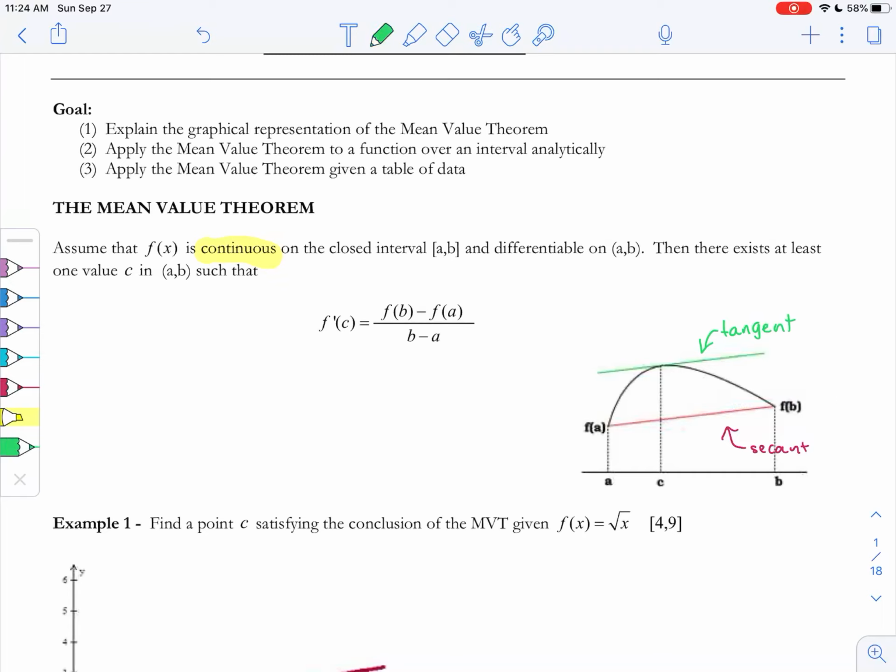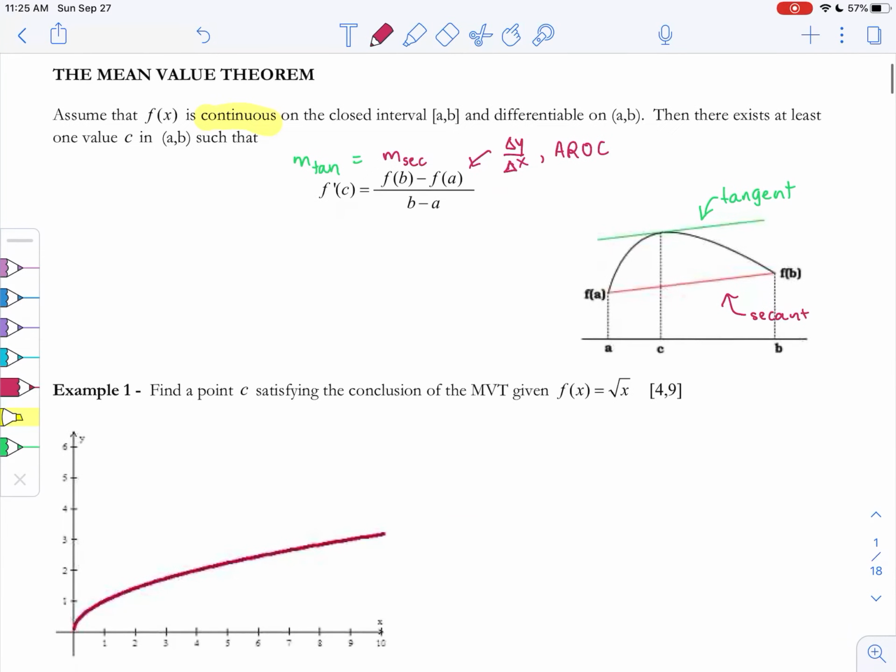So to color code everything, this representation of the slope of the tangent line is in green, to go with the green curve, and then the slope of the secant line is given below. If you recall, the slope of the secant line is simply change in y over change in x, also known as average rate of change, or AROC. And the slope of a tangent line is the derivative. So here we go. We'll take a look at the first example.